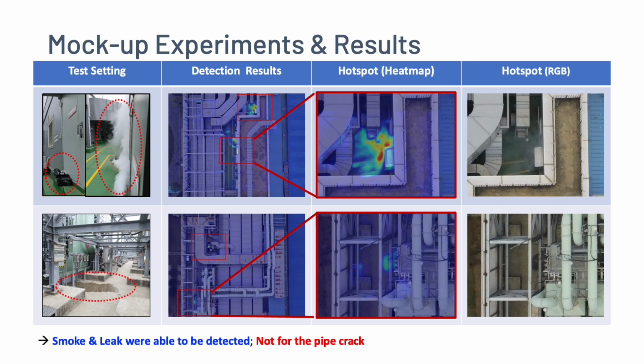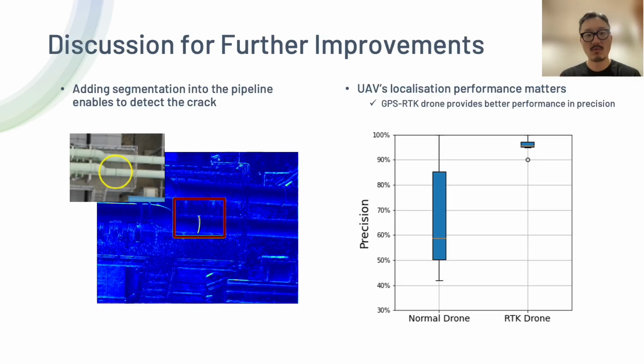Unfortunately, however, the pipe crack was not detectable since the amount of change in the image was too little compared with the other minor changes in the image. We conducted some extra feasibility tests in order to improve our method even further. The first thing is that when it comes to detecting pipe cracks, we found that adding a segmentation technique for pipe objects makes it possible to detect the crack. Secondly, by using a UAV with GPS RTK, we can greatly increase the precision of the change detection method.